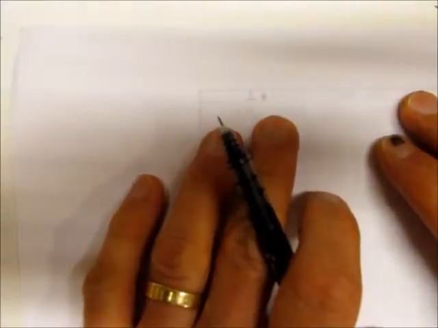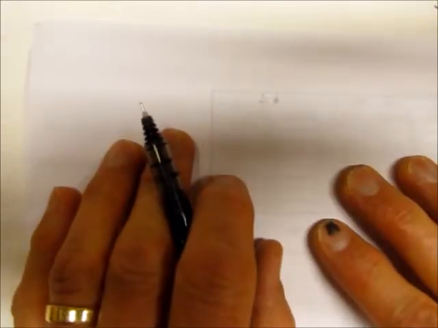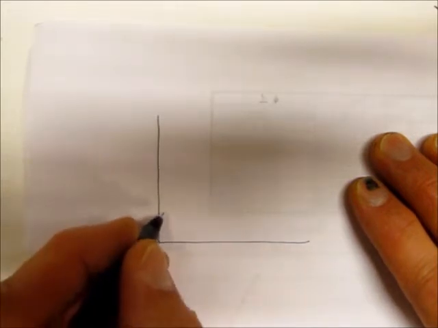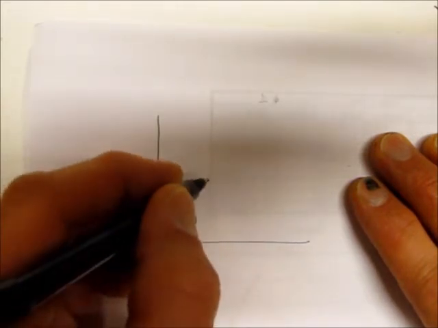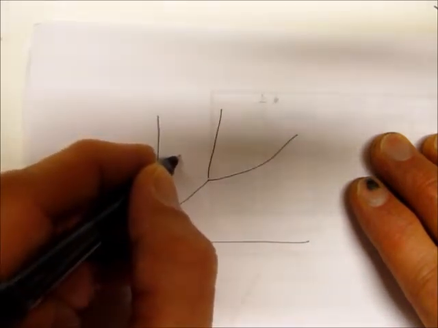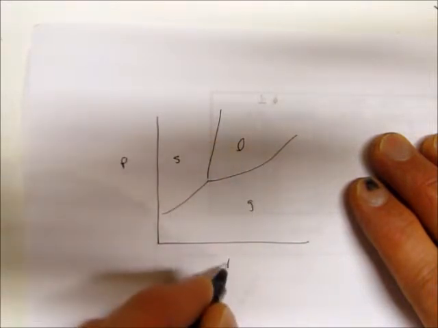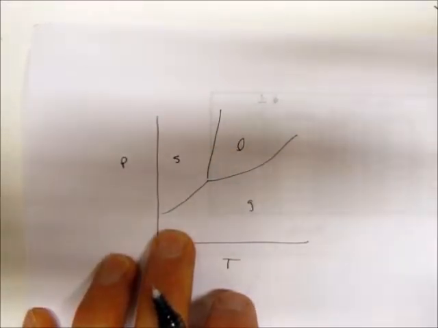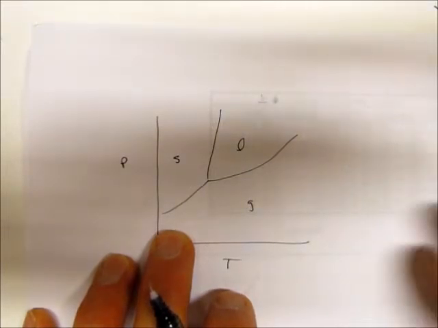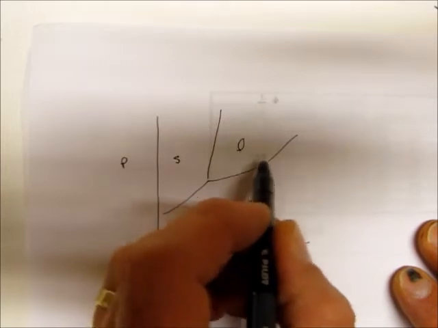A couple of things you have to remember here. We know this from chapter 4, where you have a solid, a liquid, and a gas, and we had pressure versus temperature. So what we're focusing on here is the vapor pressure. We are focusing right here.